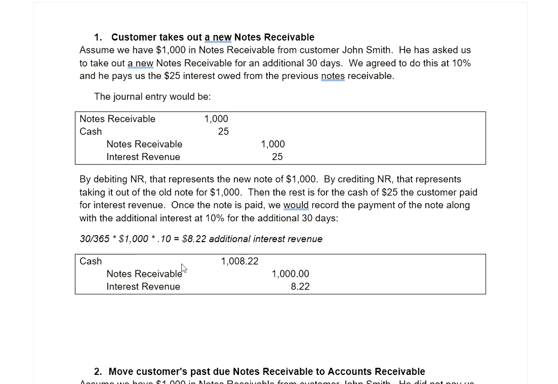Therefore, I will debit cash for $1,008.22, the principal plus the interest. I will credit note receivable for $1,000 and credit interest revenue for $8.22.